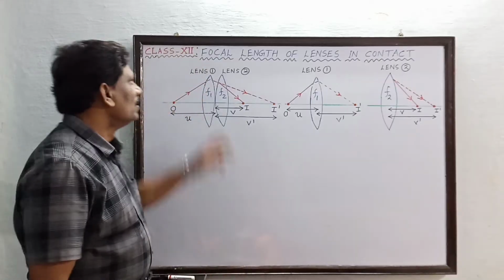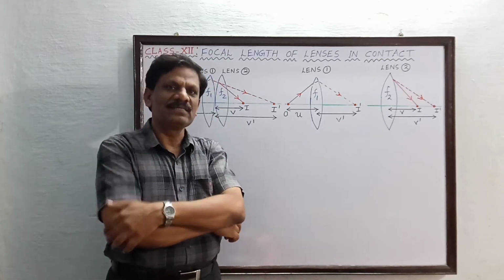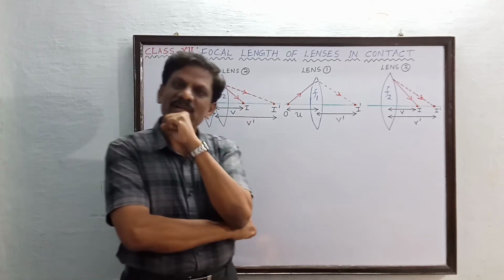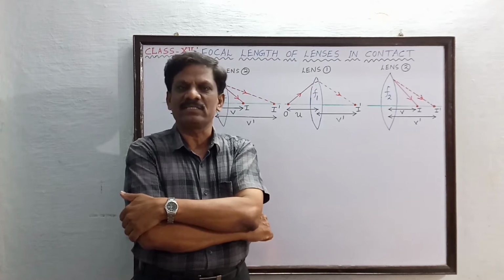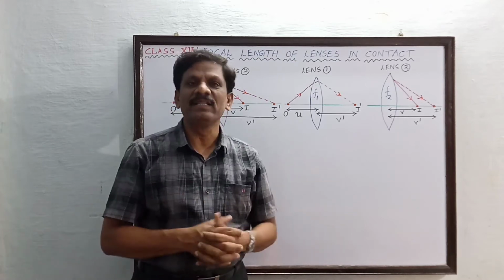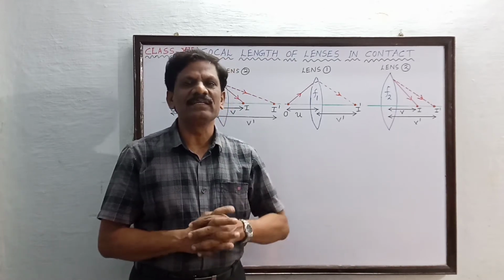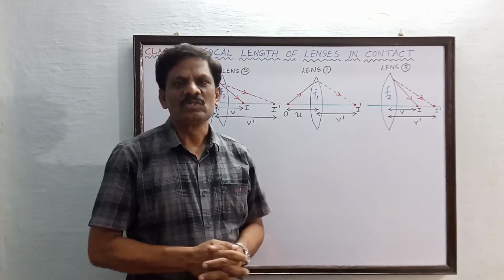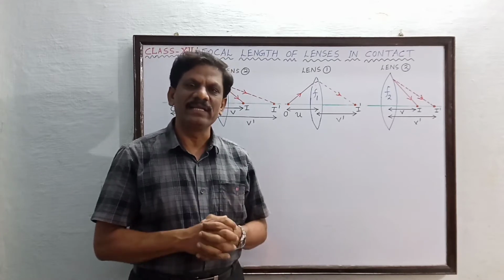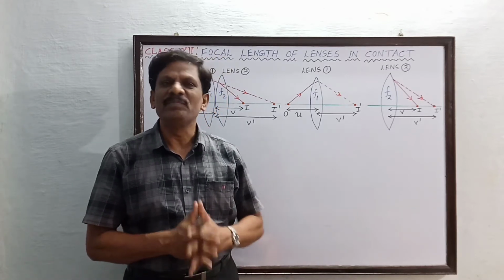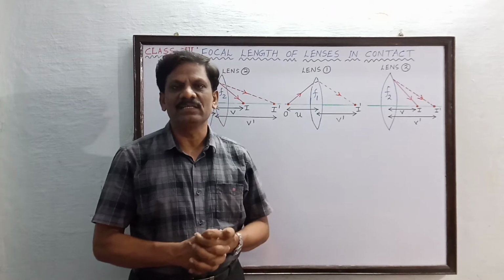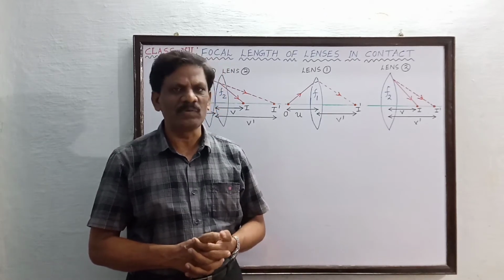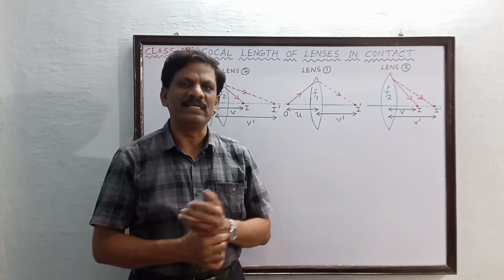Students, today we are going to discuss how to find the focal length of two lenses which are kept in contact. We have already studied the derivation of lens maker's formula and lens formula or lens equation. So what is the lens equation? It is an equation relating the object distance, image distance and the focal length. So 1 by f equal to 1 by v minus 1 by u. That is for a single lens.